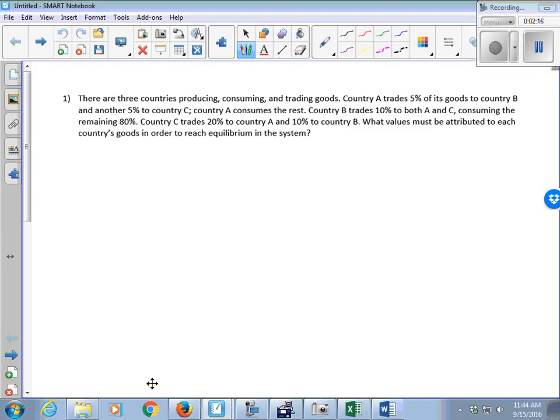So equilibrium in the system means that everybody is producing just as much as they're consuming. So that's how we solve this system. We want to set each country's consumption equal to its production.